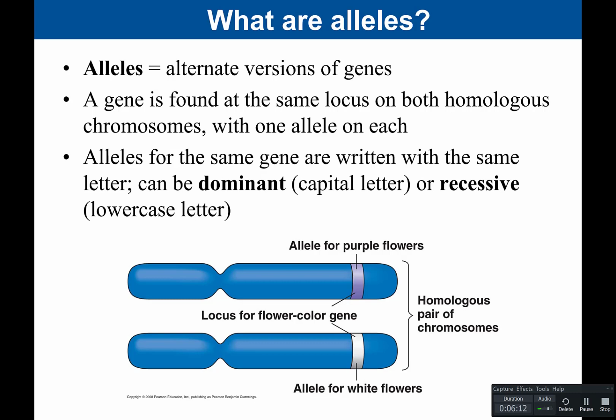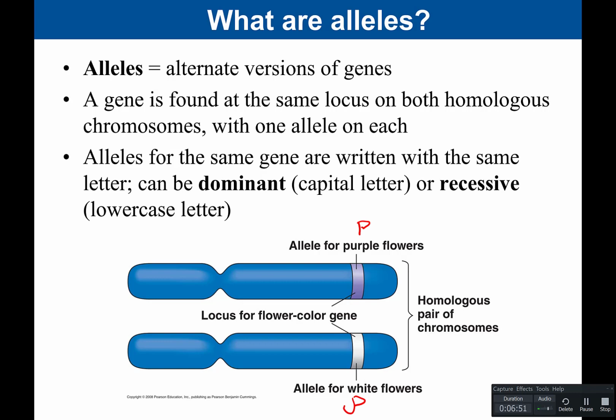They both code for flower color, yet they don't give the same outcome. So when we look at alleles, we can have what are called a dominant allele, which we give a capital letter, or a recessive allele, which gives a lowercase letter. In the case of flower colors, the purple allele is dominant over white. So when we give those alleles a letter, the dominant is going to be capital and the recessive is going to be lowercase. And so I notated that on the image.